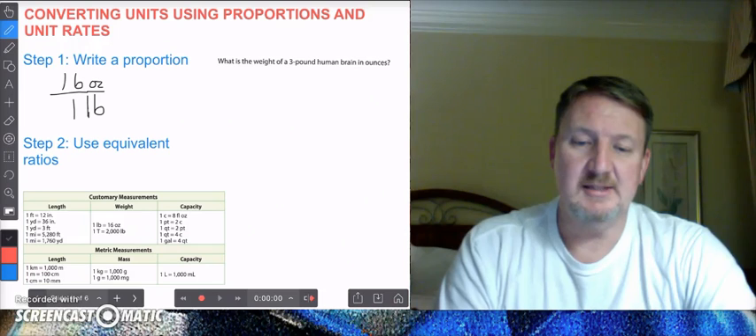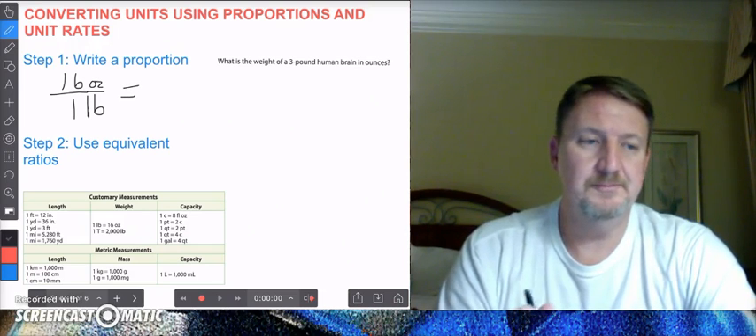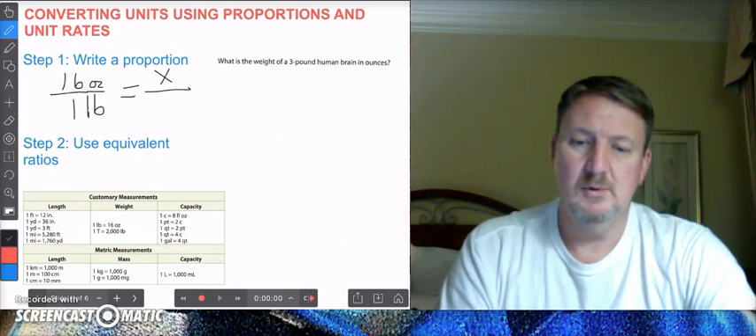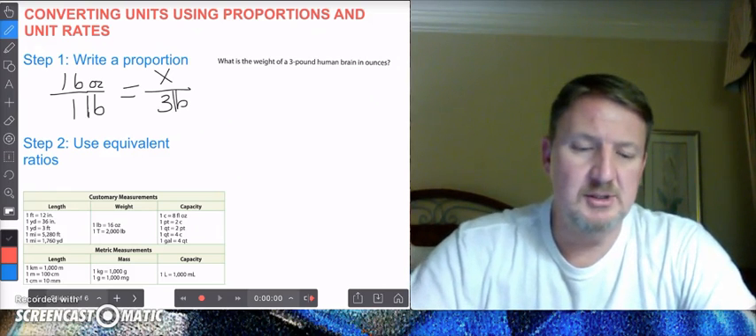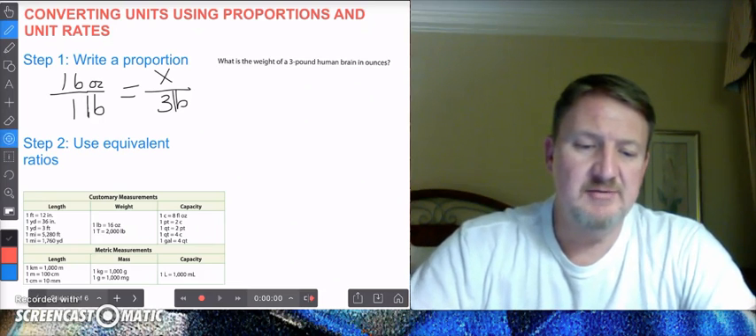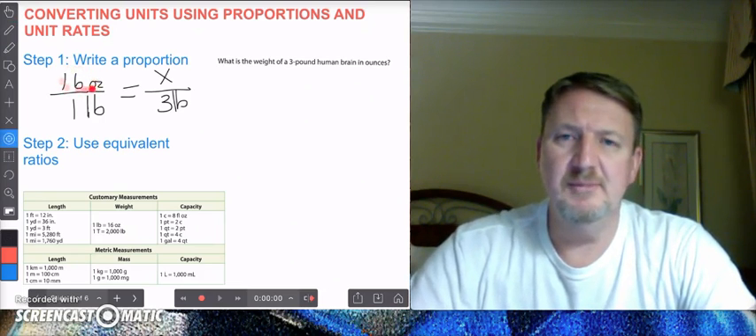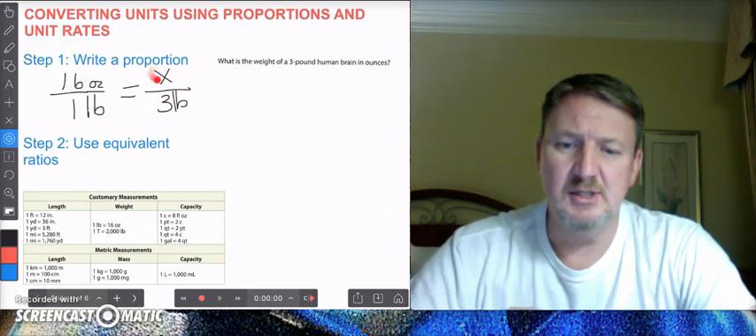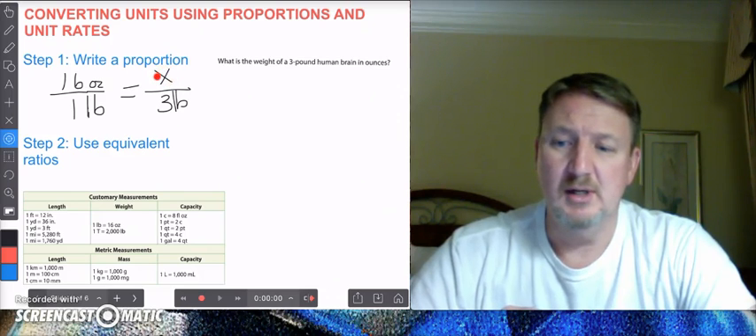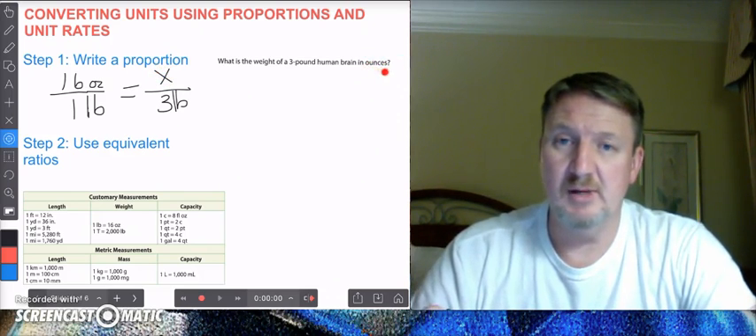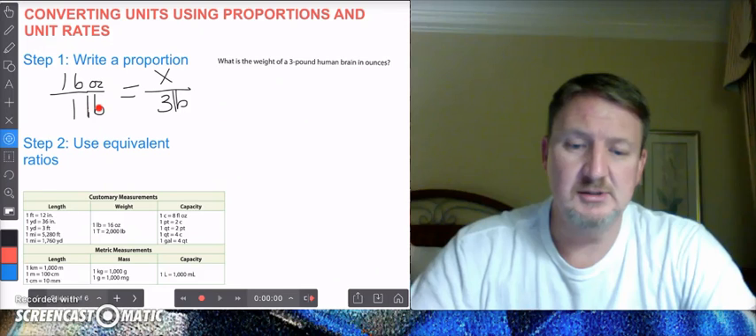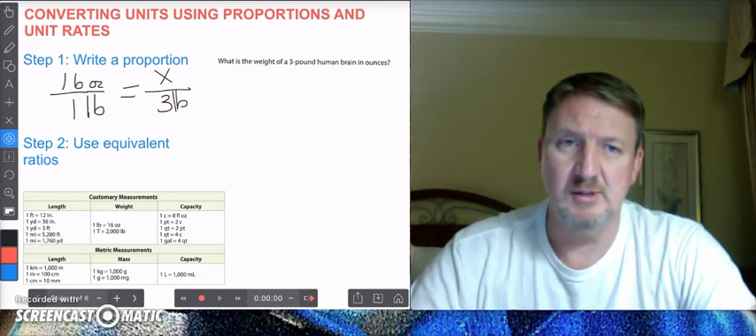and that is going to be equal to some unknown number over 3 pounds. Okay, so what you want to remember when you're setting up a ratio or a proportion is that you have to keep your items in the same spot. So here I have ounces and I have pounds on the bottom. Here is going to be my ounces because we want to know how many ounces the brain weighs. So I got ounces, pounds, ounces, pounds. That's the way it needs to be set up.